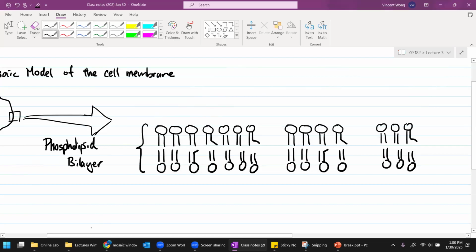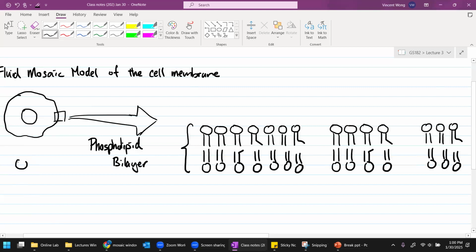So, just to help you recall some information, this is a phospholipid and it has the hydrophilic head. And then these are the hydrophobic tails. And like I said, the tails could both be saturated, or one saturated and one unsaturated. Okay, it could even be both unsaturated.